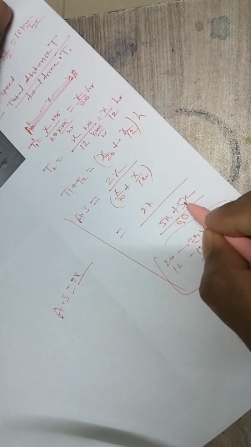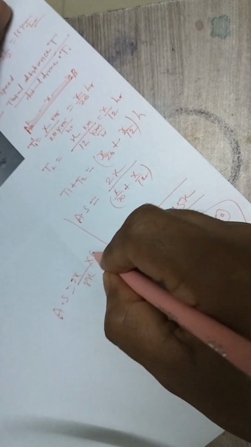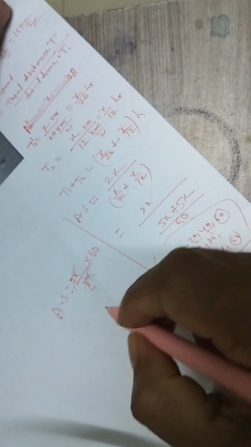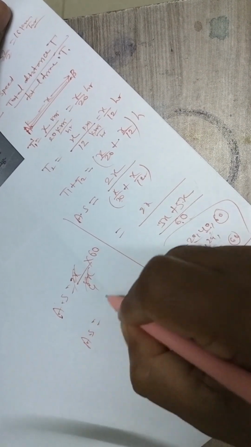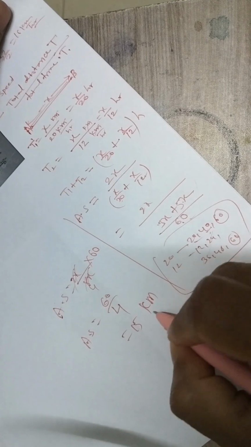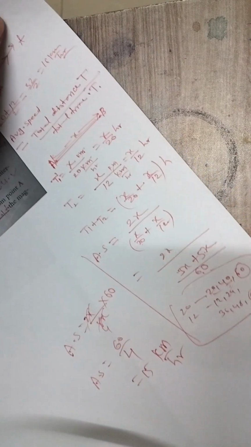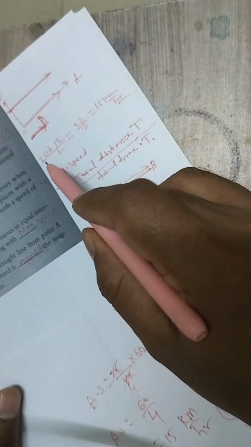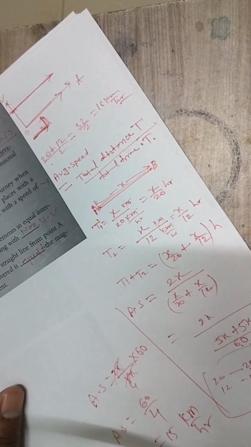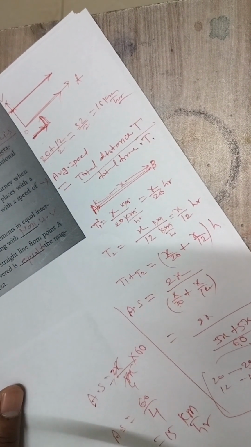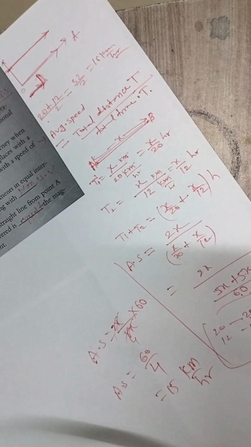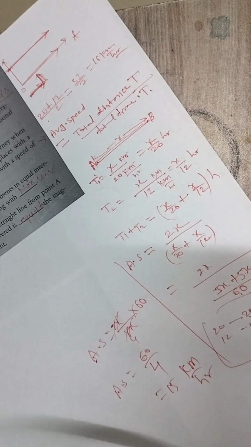Now average speed is equal to 2x divided by 8x, into this 60, so x cancels and 2 goes into 8 four times. So average speed is equal to 60 divided by 4, which is 15 km per hour. While most of the students will do 20 plus 12 by 2, which is 32 by 2, equal to 16 km per hour, and your answer will be incorrect. You will lose 1 mark if the question is for 1 mark.